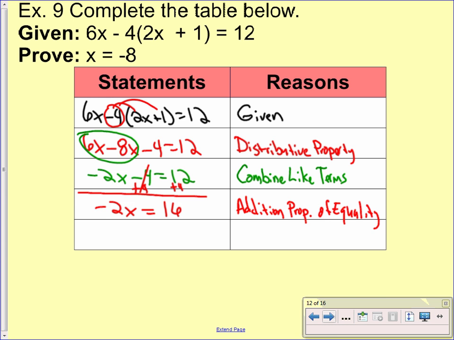And finally, isolate the variable by dividing by negative 2 on both sides. So x equals negative 8. The reason for that is what I did above, division property of equality. And it matches x equals negative 8, what I had to prove, so I put my therefore dots.